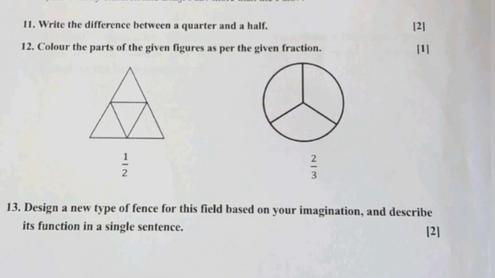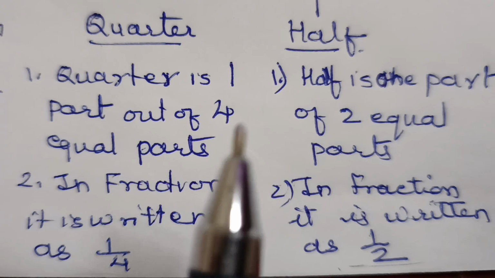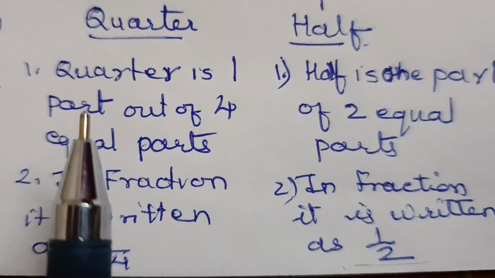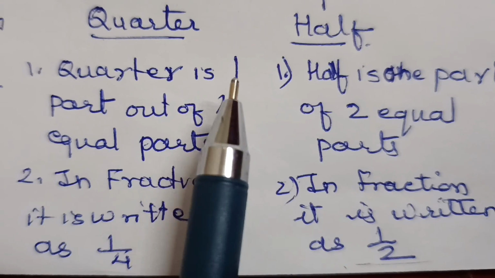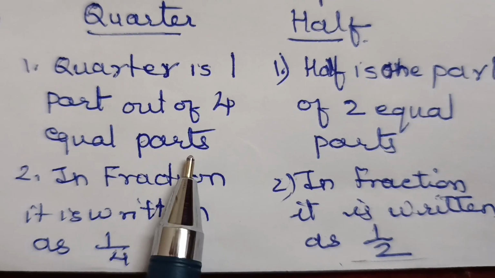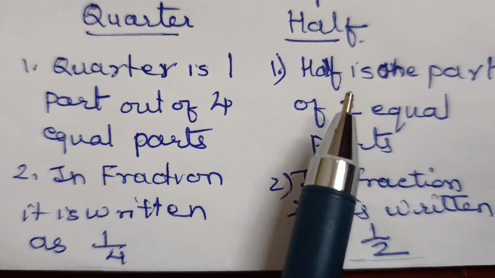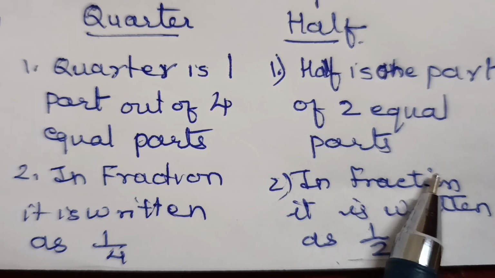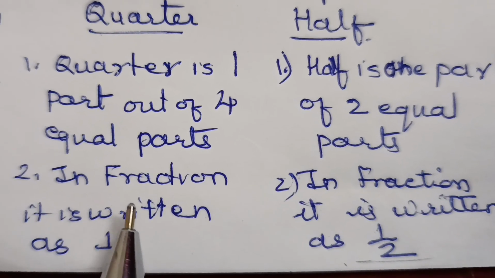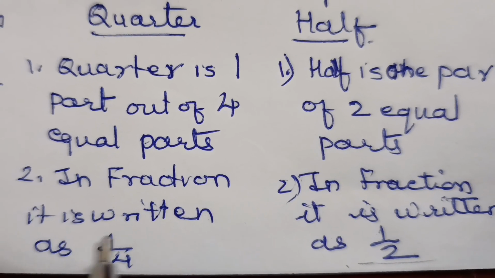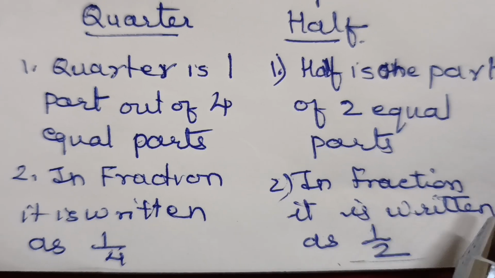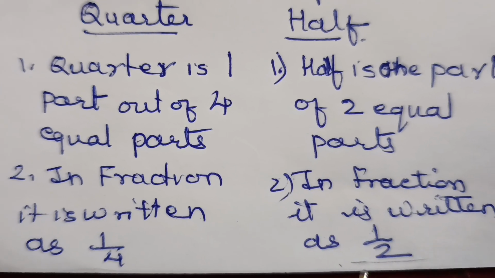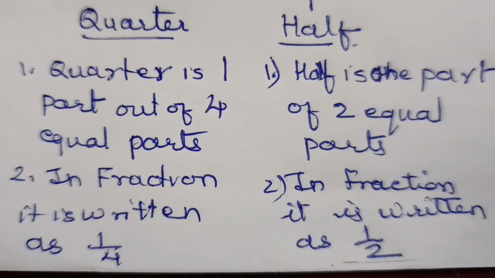Question number 11. What is the difference between a quarter and a half? First point is quarter is one part out of four equal parts. It's called quarter, and half is one part of two equal parts. Second point is in fraction, quarter is written as 1 upon 4. In fraction, half is written as 1 upon 2.